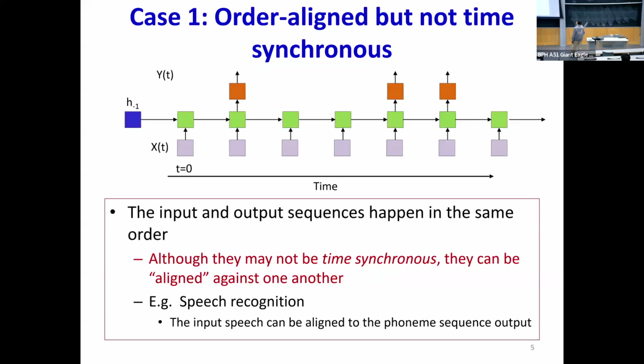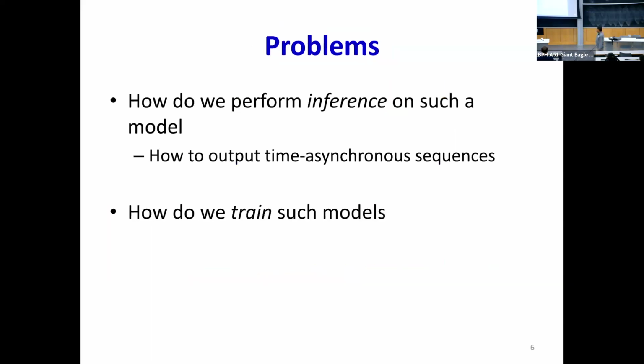So here's what we had. You had an output that was order aligned with the input, but not time synchronous. Which means that the initial portion of the output corresponds to the initial portion of the input. The latter portion of the output corresponds to the latter portion of the input. If you reorder the input, the output is likely to change in a very predictable manner. But this also means that in general, the number of output symbols is going to be lesser than or equal to the number of input symbols.